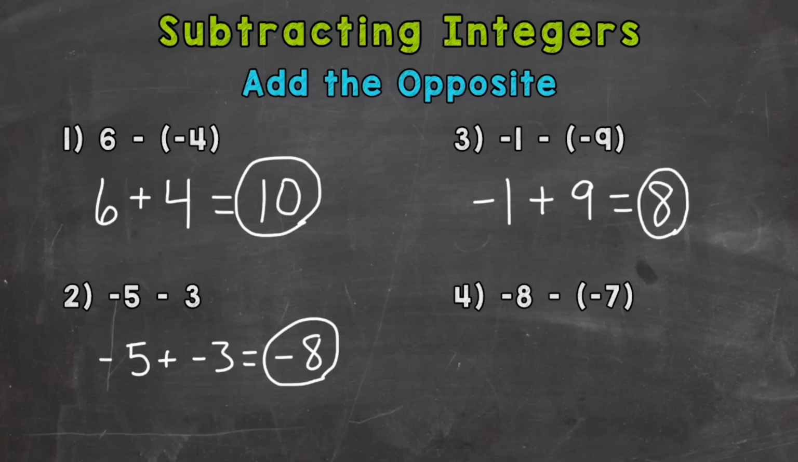The last example, negative 8 minus negative 7. Negative 8 plus the opposite of negative 7, which is 7. Negative 8 plus 7 will give us negative 1.